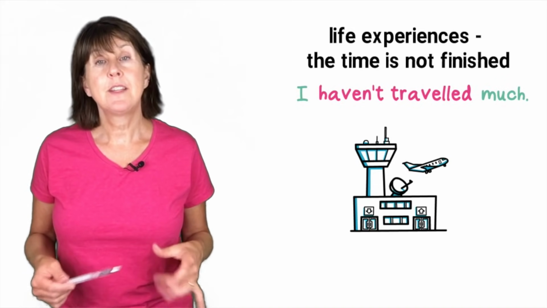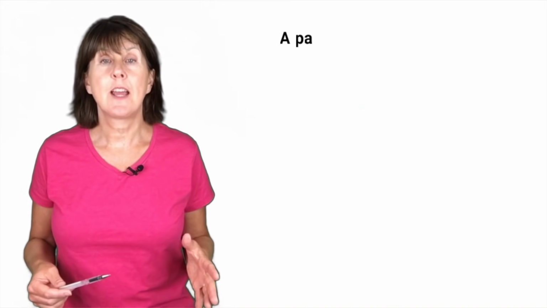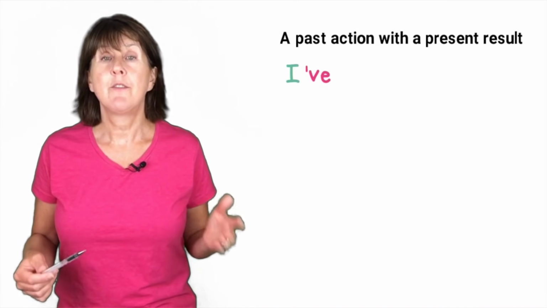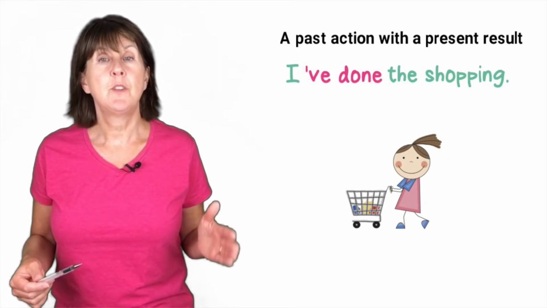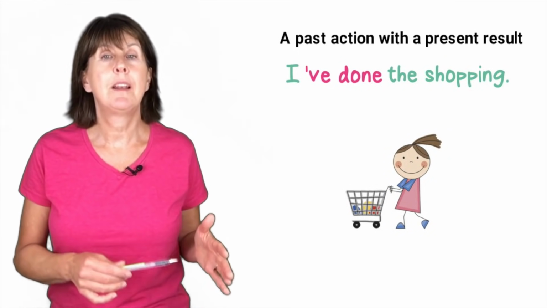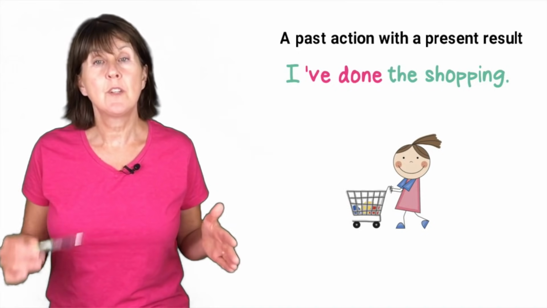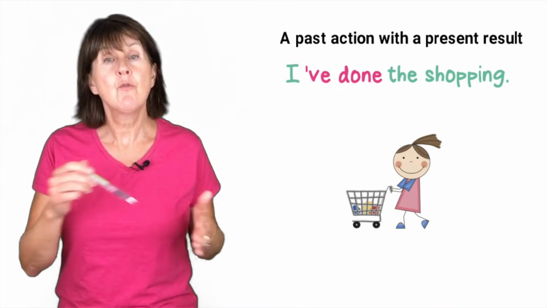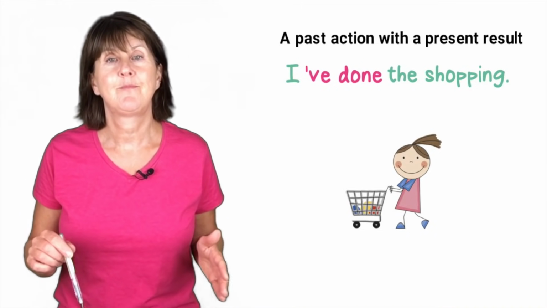So the present perfect is also used when a past action has a present result. So in this case, we've got, I've done the shopping. This means you did the shopping in the past, the recent past, and it's a completed action, but the result is that you now have food, so it has an impact or result in the present.